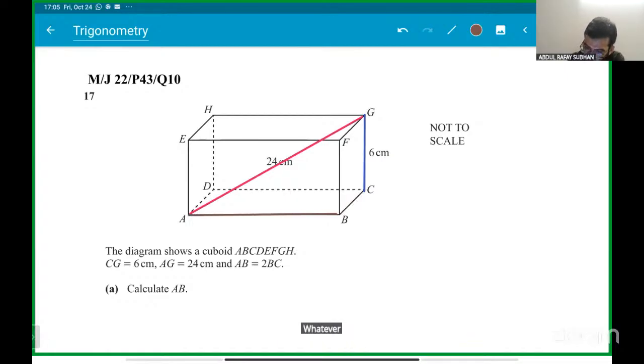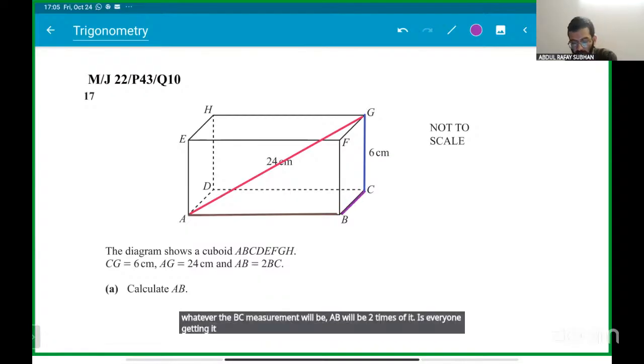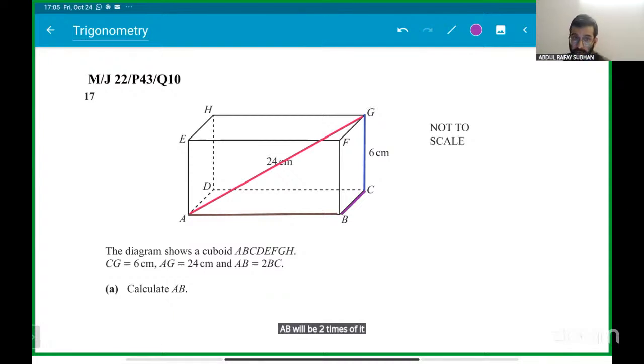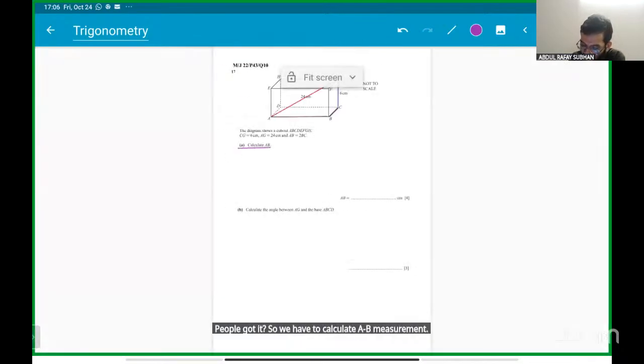Whatever the BC measurement will be, AB will be 2 times of it. Is everyone getting it? Whatever the BC measurement will be, AB will be 2 times of it. Is everyone getting it, students? Following? People got it? So we have to calculate the AB measurement, which is worth 4 marks.